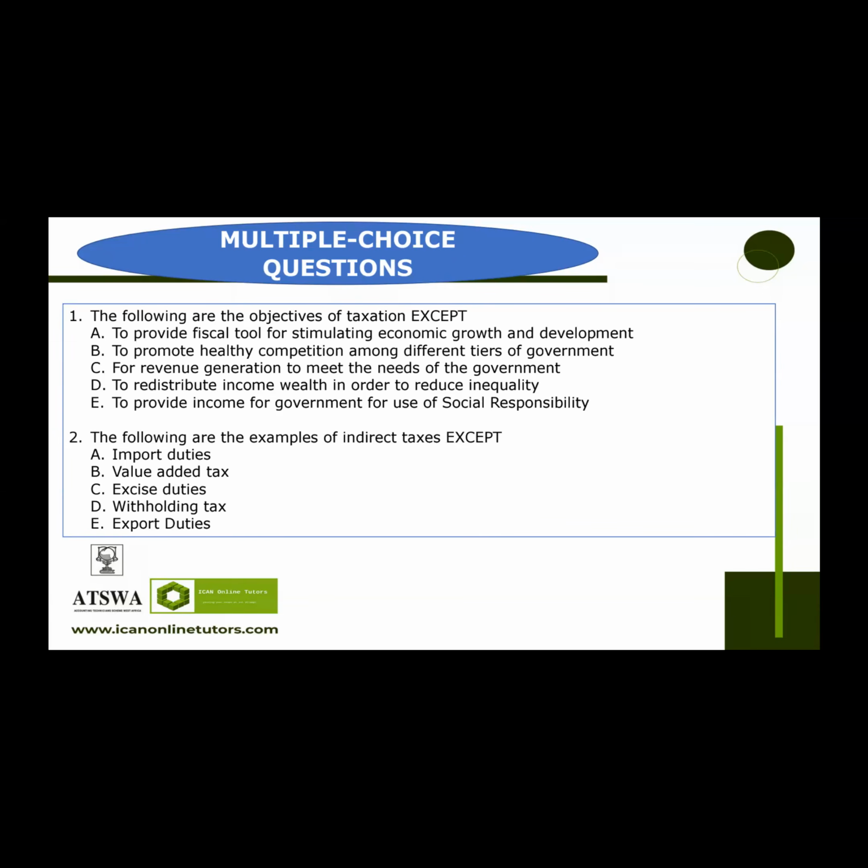the objectives of taxation. And two, the following are examples of indirect taxes, except: A, import duties; B, value added tax; C, excise duties; D, withholding tax; E, export duties. The correct answer is D. Withholding tax is not an example of indirect taxes, because it is an advance payment of income tax. Withholding tax is an advance payment of income tax.